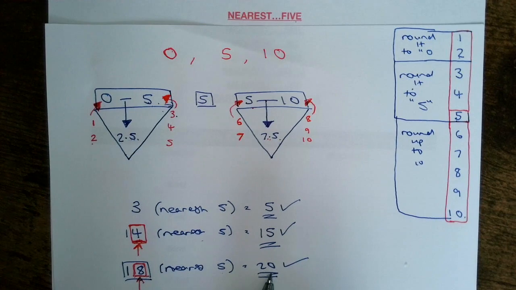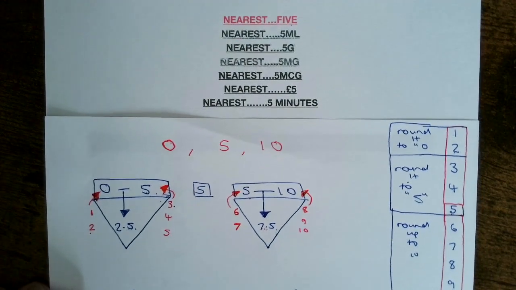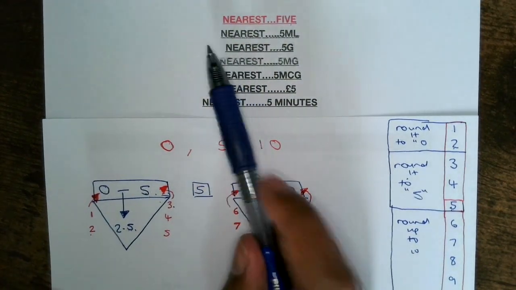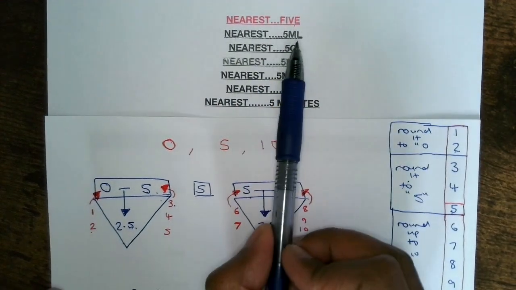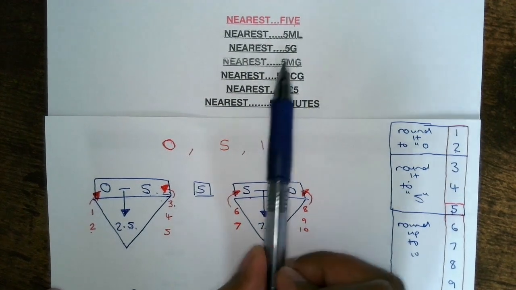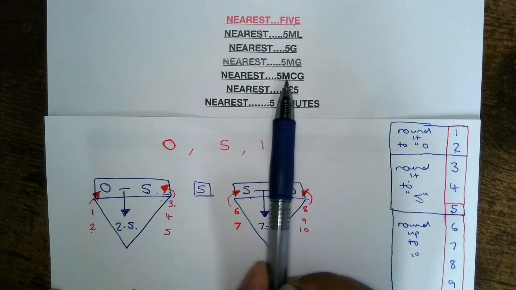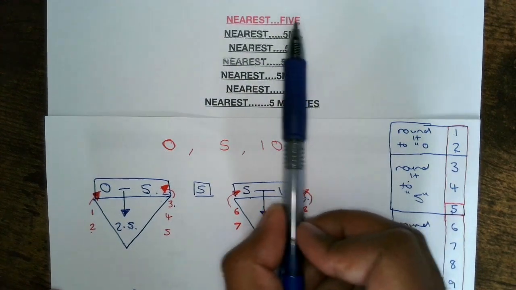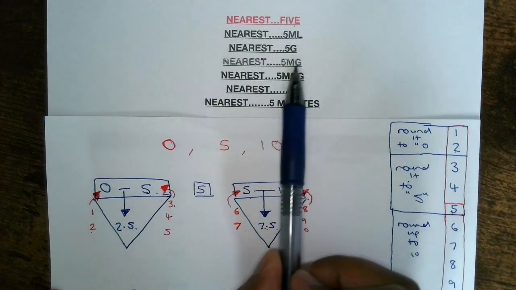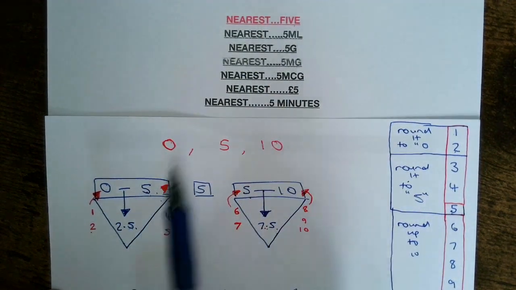Now let's look at the examples that I gave you. The first thing I just want to mention, which is a good thing to know, is when the exam question asks you at the very end to round it to the nearest 5, regardless of what the units are, 5 mil, nearest 5 grams, nearest 5 milligrams, nearest 5 micrograms, nearest 5 pounds, nearest 5 minutes, the same methodology is going to apply in these situations, guys, okay? You're going to follow this principle, hopefully.